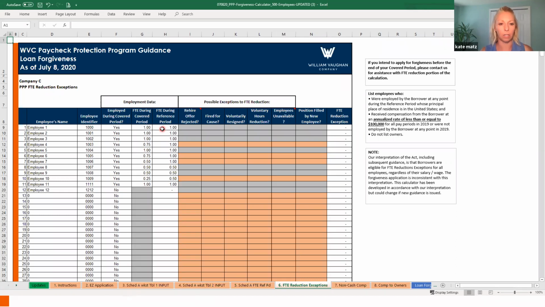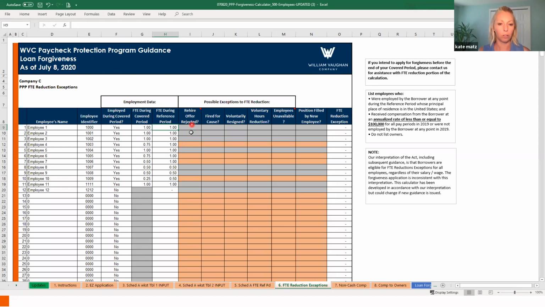Column H then is FTEs during the reference period. And this is going to bring over the FTEs during that selected reference period. So if we add these up, we come up to that 9.5. So it will go through and based on those two different reference periods that you put in, bring over the one that's going to be the most favorable for you. So now this next section is going to look at all of those different exceptions that are available to you to see if any one of those meet the criteria for those employees.